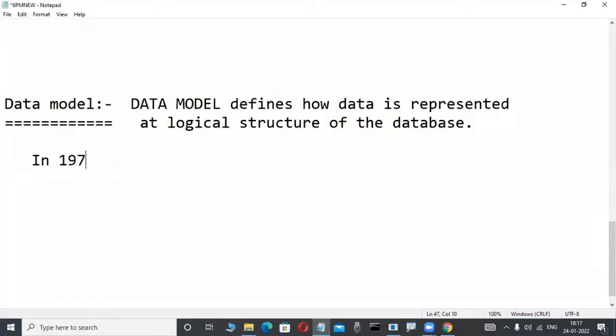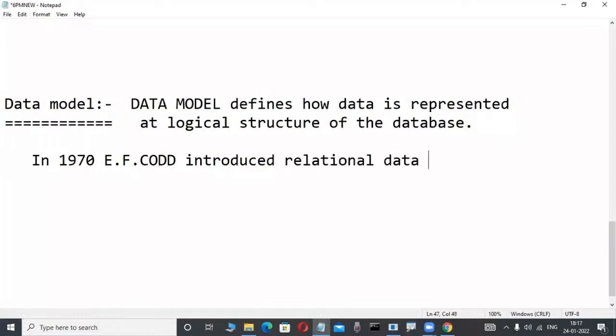First, just roughly observe here. In 1970, E.F. Codd, don't write anything down, just observe some new terminology. E.F. Codd, a mathematician working at IBM in those days, introduced the relational data model. So in 1970, E.F. Codd introduced the relational data model.